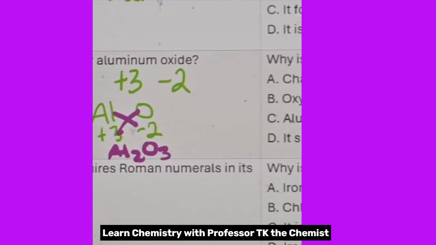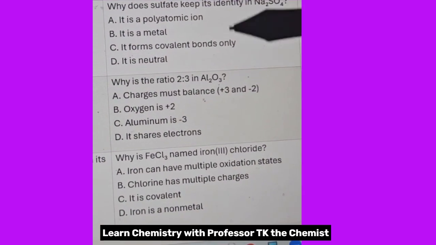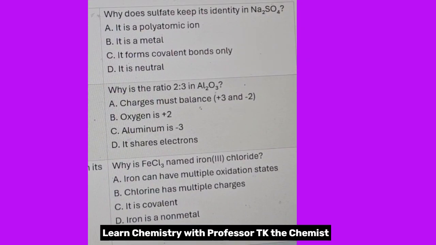So with that being said, let's go to this side now. This is how the HESI would ask you those questions. Why does sulfate keep its identity in sodium sulfate? The answer is A. For those of you all that put A, that is correct. Because sulfate, that's a sulfate ion.